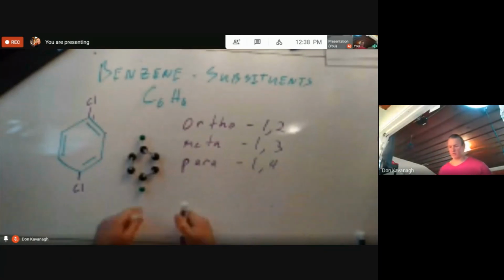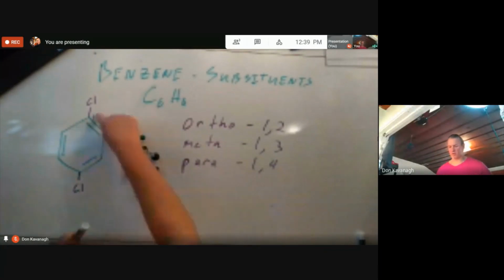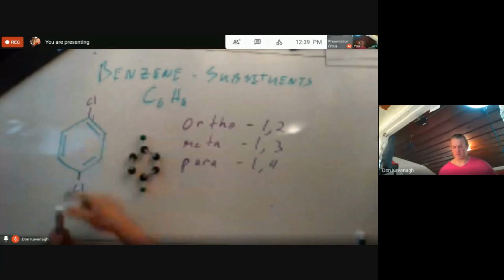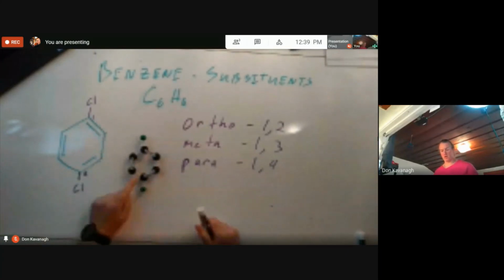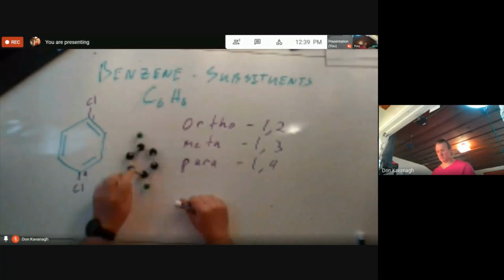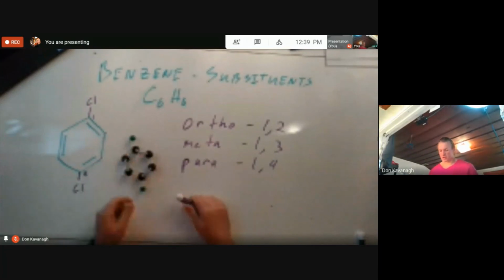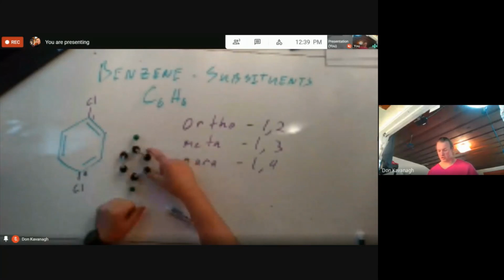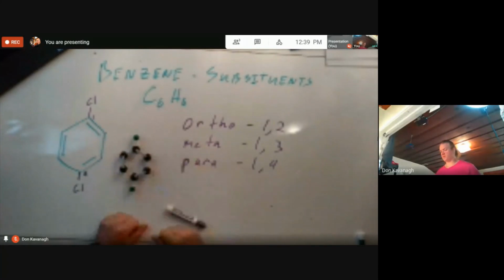So para is 1,4. 1, 2, 3, 4. A 1,4 locant. So this could be 1,4-dichlorobenzene or para-dichlorobenzene. Note when we turn this or flip it, it's still in the 1,4 position. There are 2 carbons in between the substituents. I hope this helps. Thank you.